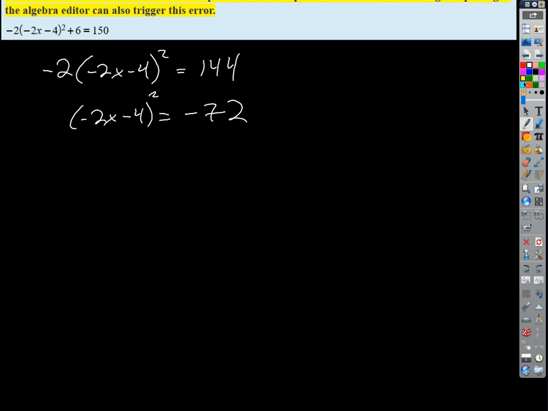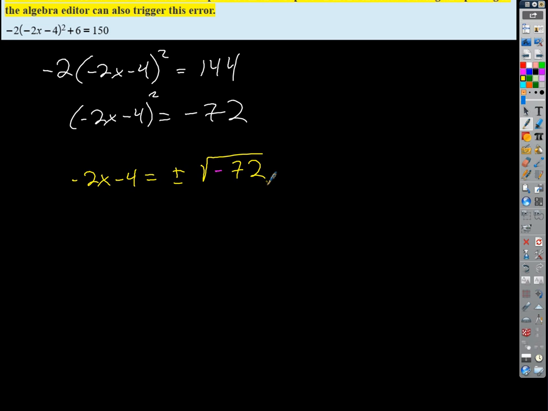If I square root both sides, I'm going to get -2x minus 4 equals plus or minus the square root of negative 72. And so, last unit, we would have said no. And it's true. There are no real solutions, okay? But there are some other kinds of solutions.